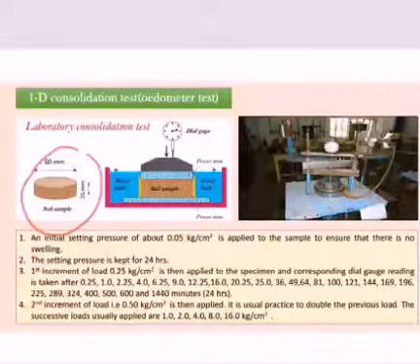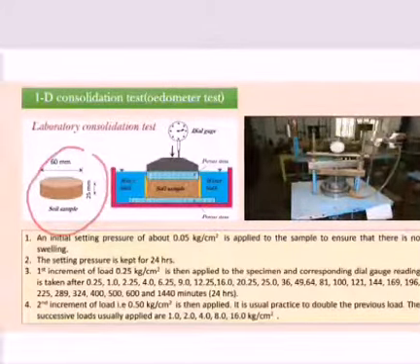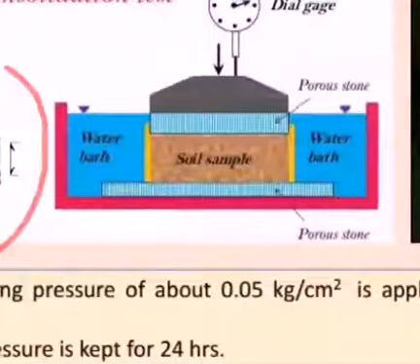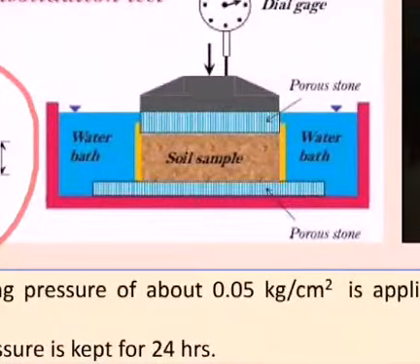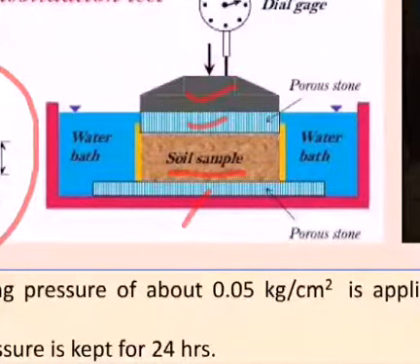Now, this specimen or sample is placed between two porous stones. We can see from this figure, this is a bottom porous stone, and this is a top porous stone. Between these two porous stones, this soil sample is placed. This is a loading plate, and this is a dial gauge, by which we can measure the vertical settlement of this soil sample.